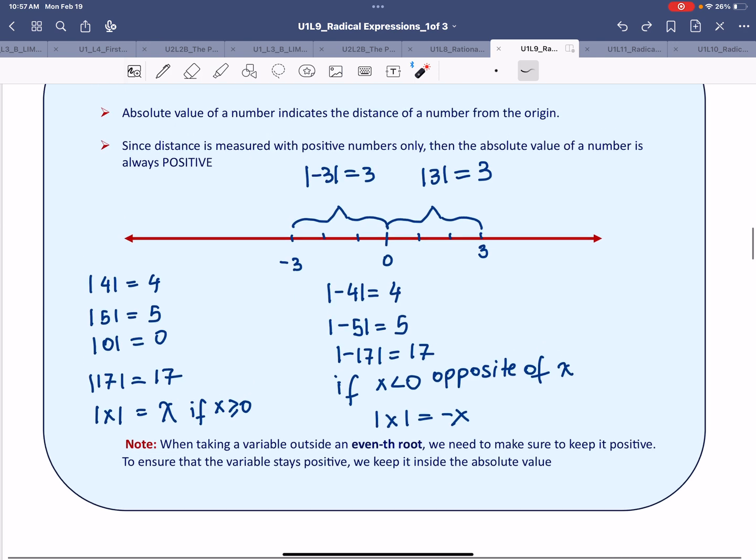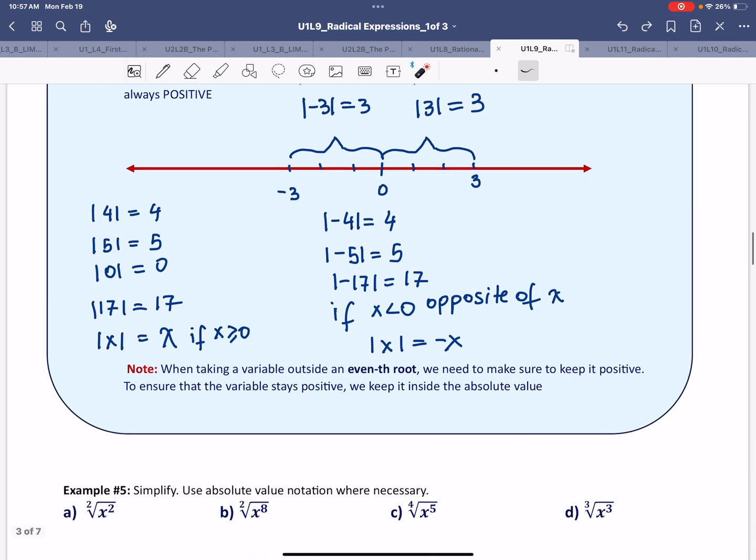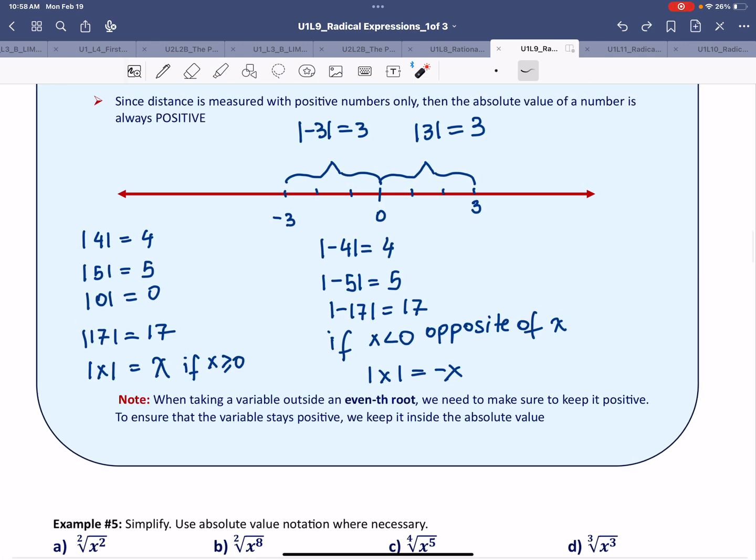So how are absolute values and radical expressions connected to each other? As we described before, whenever we take the square root of a negative number, it doesn't exist. That's simple and easy to understand. But sometimes when we have variables inside the square root and we want to simplify, we need to take out x, let's say the square root of x squared. We need to take out x and we want to make sure that it stays positive. To make it stay positive, we'll use the absolute value notation.